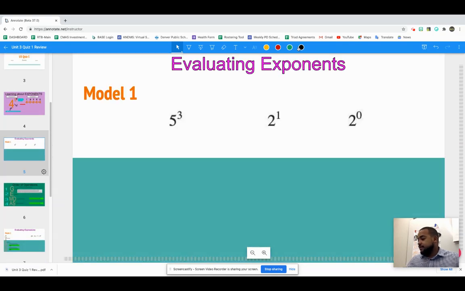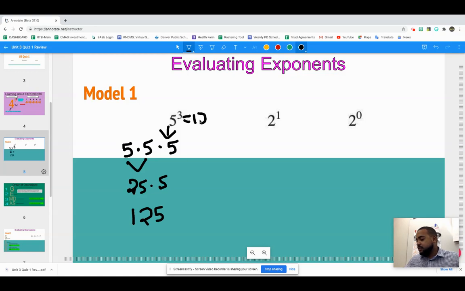So here I have 5 to the 3rd power. I know that what this actually means is not 5 times 3. It means 5 times 5 times 5. Now for me to solve, I've got to do my math. 5 times 5 is 25. Bring down my other 5 I need to multiply. 25 times 5 is 125. So 5 to the 3rd power equals 125. Let's go to the next one.